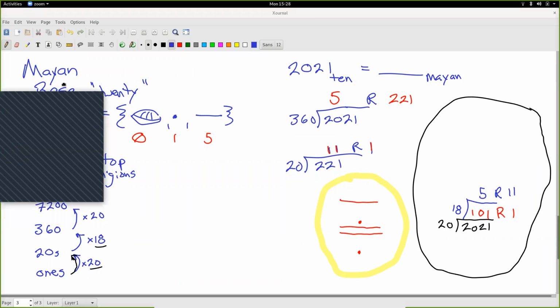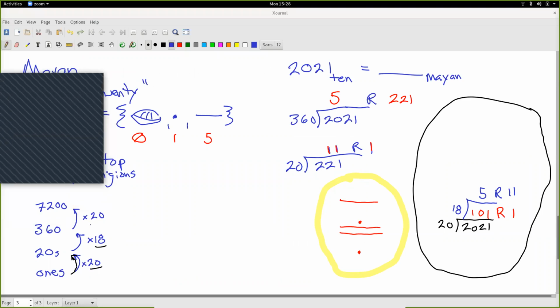And then the next thing is whatever the next multiple was. So the next multiple was 20 to get up to the next place. So I'm going to divide by 20. So 20 goes into 5 0 times with a remainder of 5. And that 0 quotient tells me I'm done. So my answer is there's 5 360s, there are 11 20s, and there's 1 1, which is the answer.